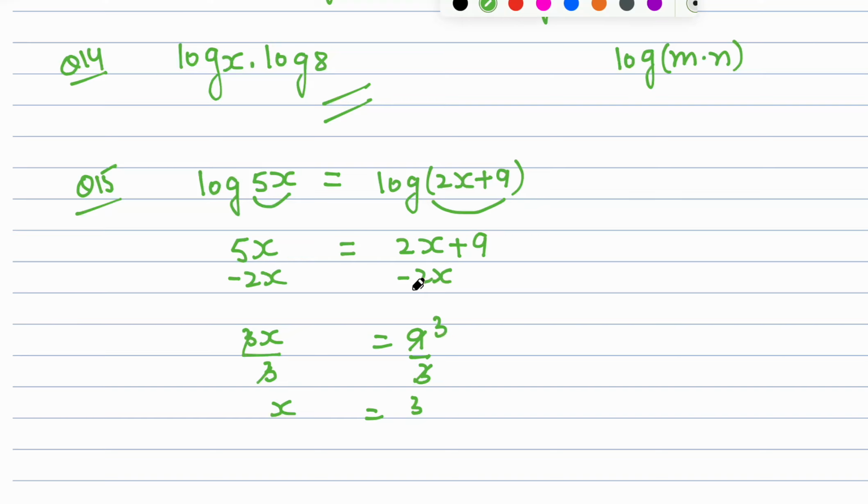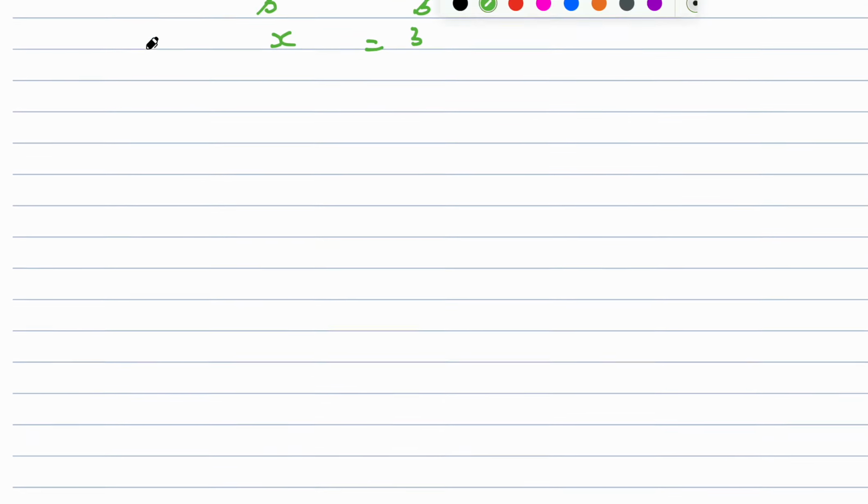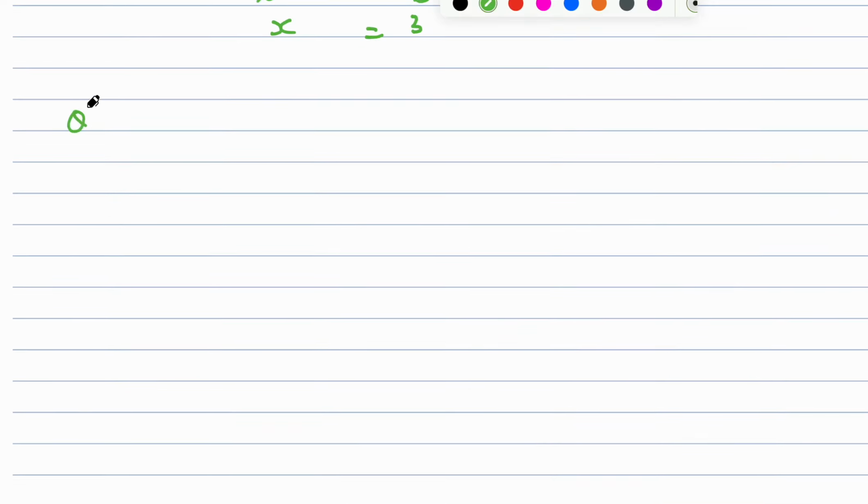Perfect. So we can equate it this way too. Okay, let's do one more. Which number is this? Question number 16. Question 16 is 2 log base 7 of (-2r) is equal to 0.